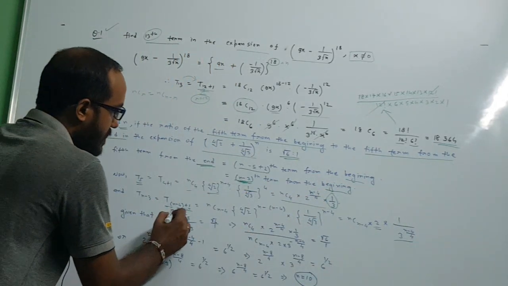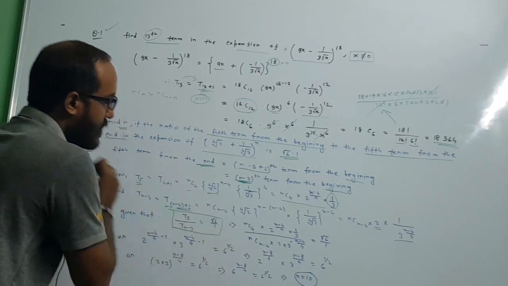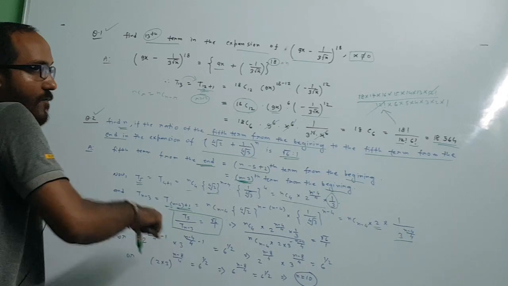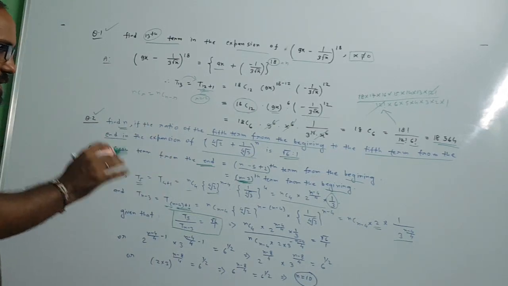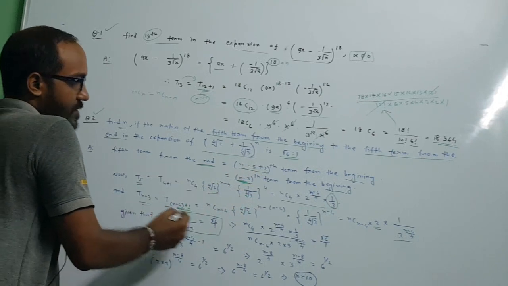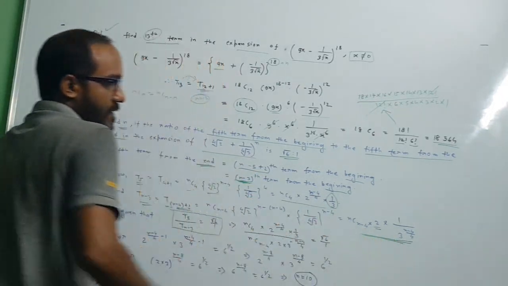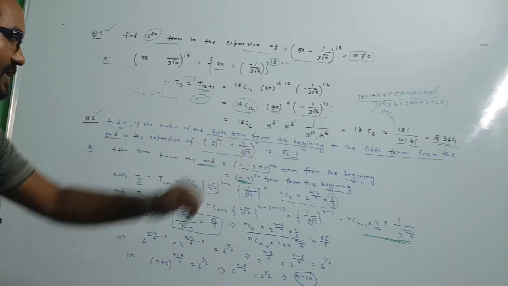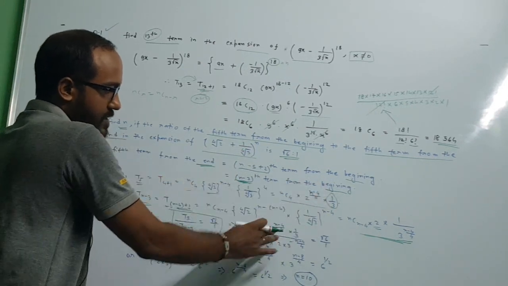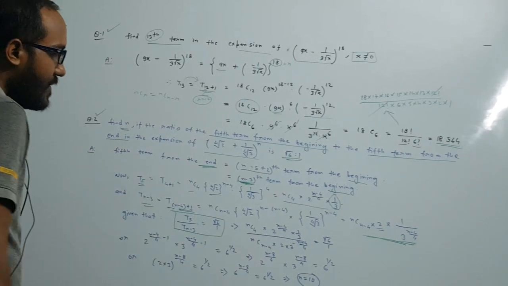Now see, it is given that ratio is root 6 is to 1, that is t5 by t n minus 3. t n minus 3 is the fifth term from the end, that is n minus 3th term from the beginning, and we have found out that the fifth term from the beginning is that term. So t5 by t n minus 3, put those two things here. Now simplify.